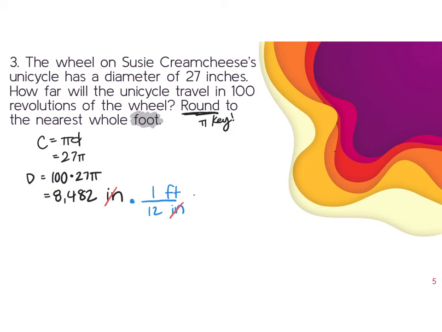So what we're going to do now, since I want my answer in feet, we don't have to do any more multiplying. We're going to take 8,482, multiply it by 1. Multiply the numerators. Be feet per 12. And we need to now divide to get a final answer of 706.83 repeating feet. It does say to round to the nearest whole foot, so this would be 707 feet.